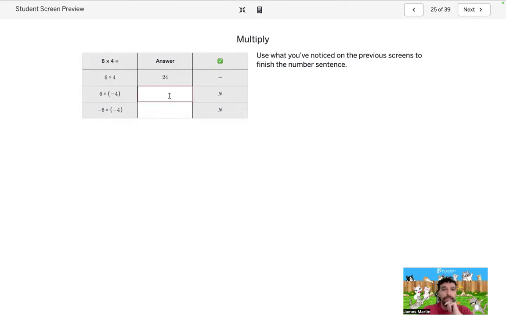All right, so we are back. So we have 6 times -4. So this is -4, and we have 6 groups of that -4, which is going to give us -24. Well, now we have -4 times -6, which is like the opposite of -4, which is going to come back to positive 24.